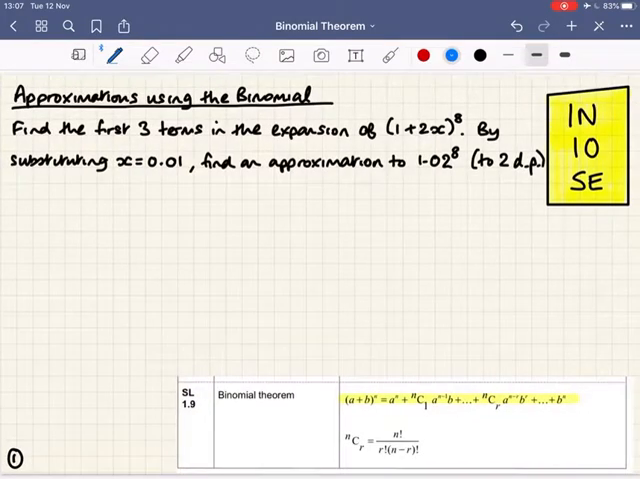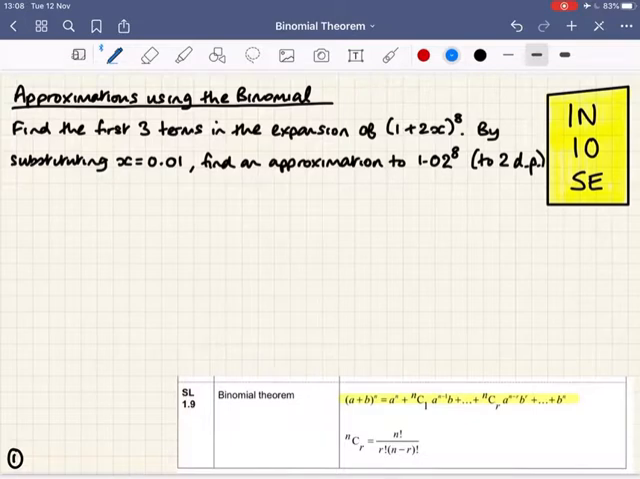So in this question, nice straightforward question, we're asked firstly just to find the first three terms in an expansion of 1 plus 2x to the 8, and then we're asked to substitute the value of x equals 0.01 to find an approximation to 1.02 to the 8 to two decimal places. If you were to substitute x equals 0.01 into those brackets, you would see that you're expanding out 1 plus 2 lots of 0.01, which is 1.02 to the power of 8. So whatever we've got as our expansion will give us an approximation of 1.02 to the 8.